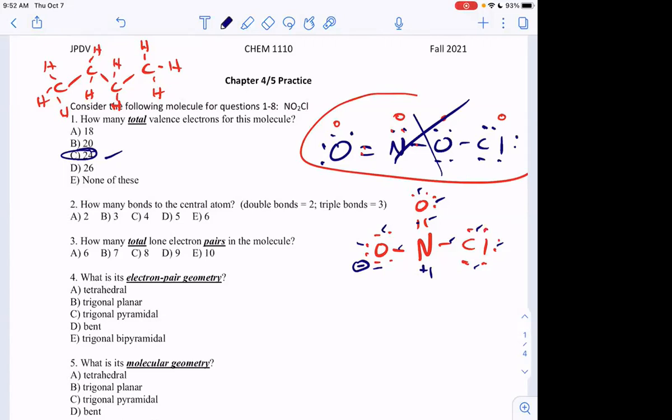All right, so now we can answer the questions. How many bonds to the central atom? And of course, a double bond counts as 2, so it's 2, 3, 4 bonds.